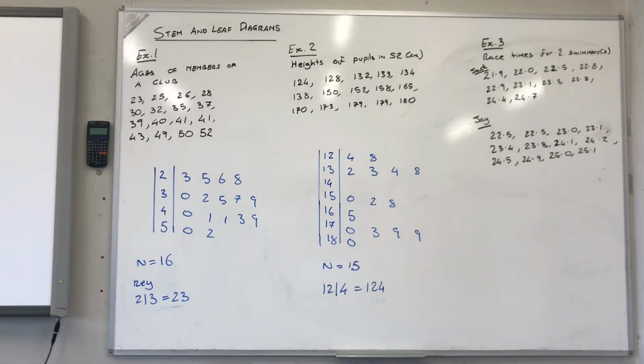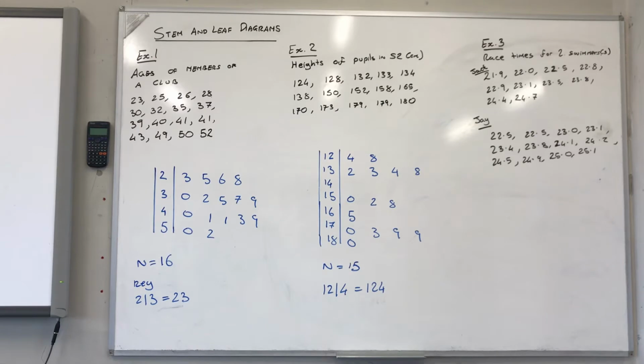So again, what I've put into the stem part of the diagram is the hundreds and the tens. So the 12s, 1, 2, 1, 3, 1, 4, 1, 5, all up to 1, 8. And then in the leaf part of the diagram, I've put the units. And then I've made sure that I've said that the total number is 15 and that the 12/4 stands for 124, so you don't get confused and think that stands for something else like 12.4.